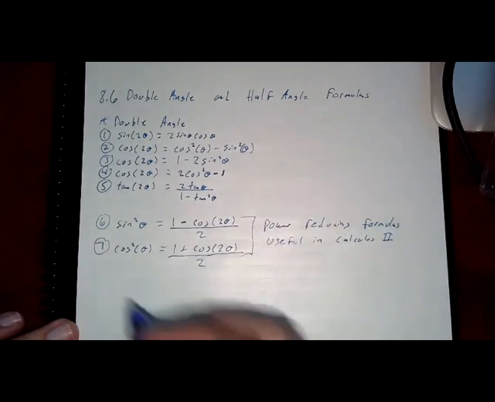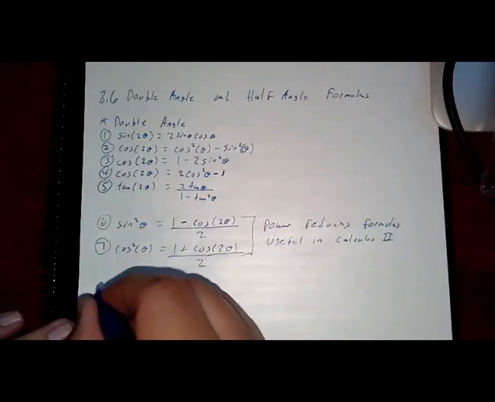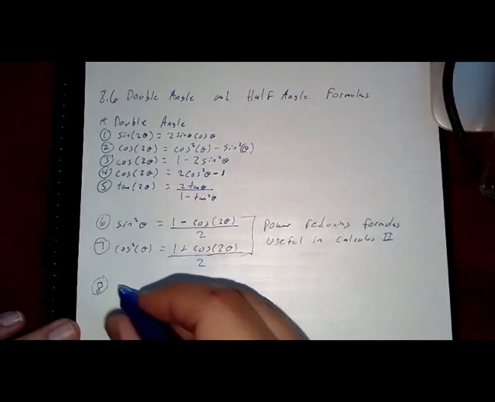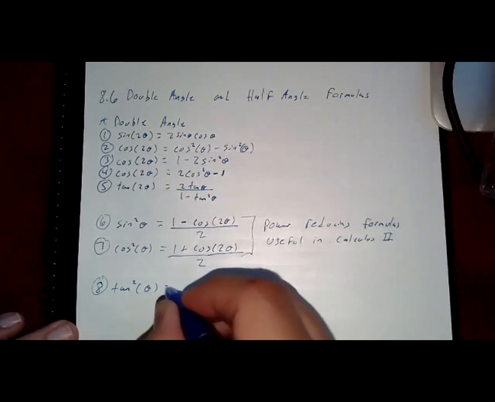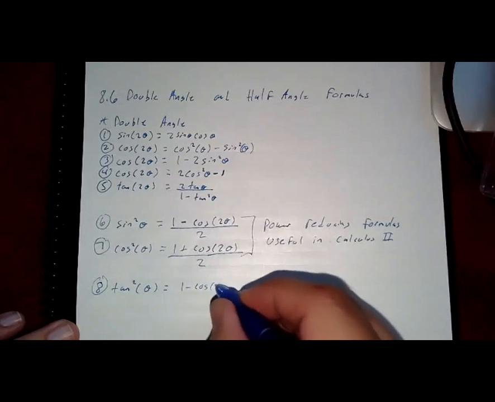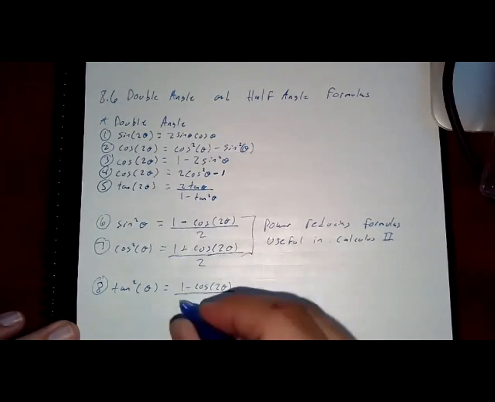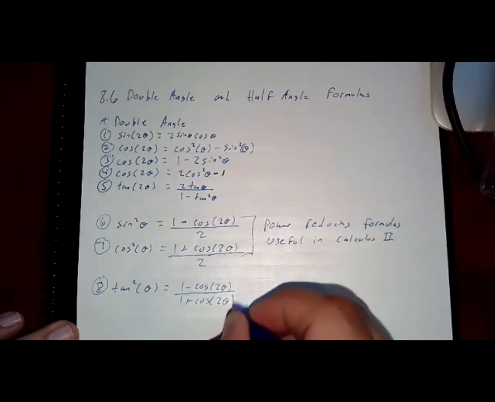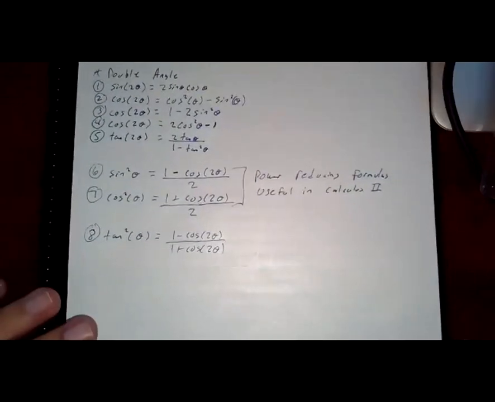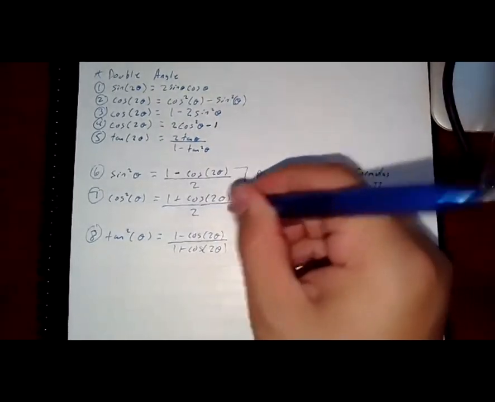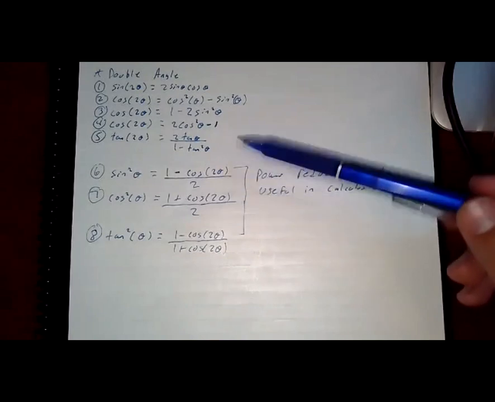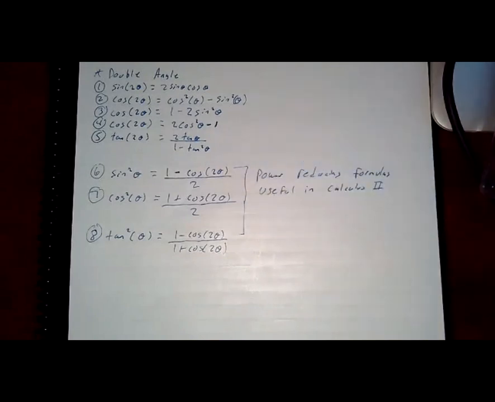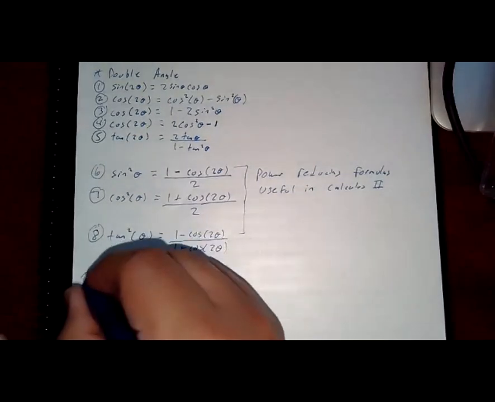Okay. Number 8. Tangent squared is equal to 1 minus cosine 2 theta over 1 plus cosine 2 theta. Those are all the double angles. Technically, this is also a power reducing, but it's really just dividing these two, right? But whatever. Those are all the double. Let's do the half angle.